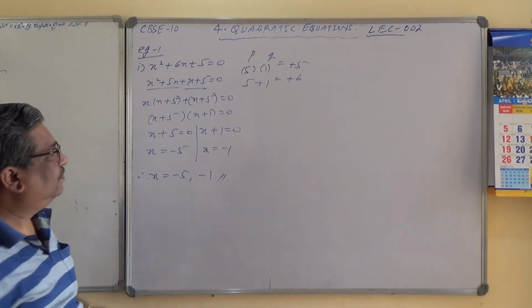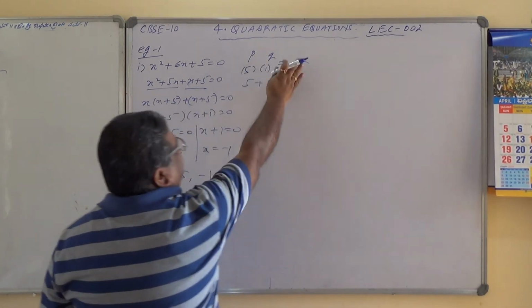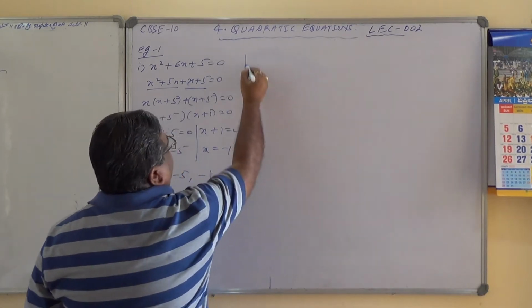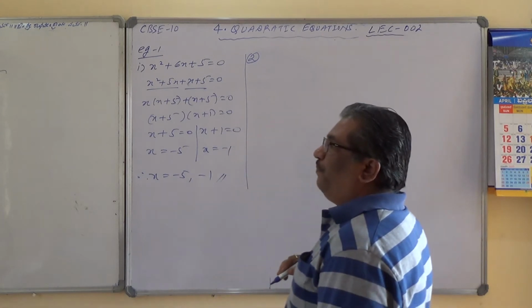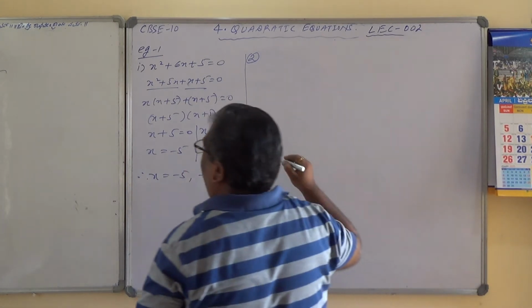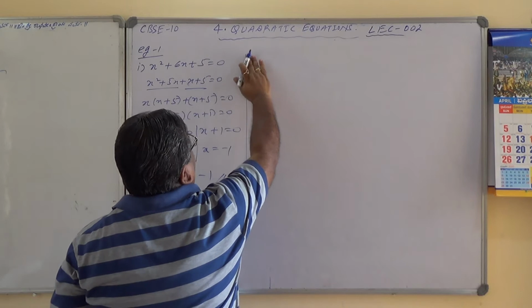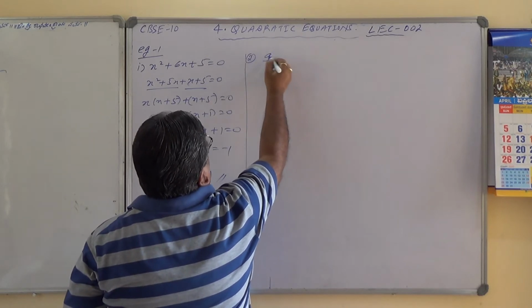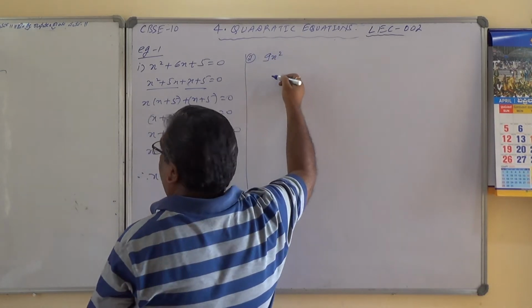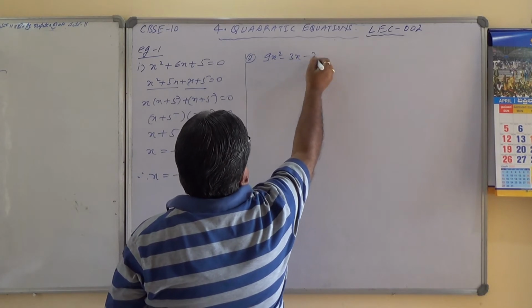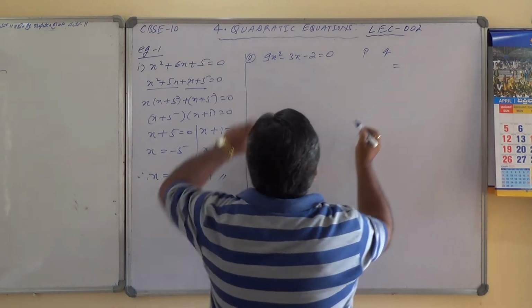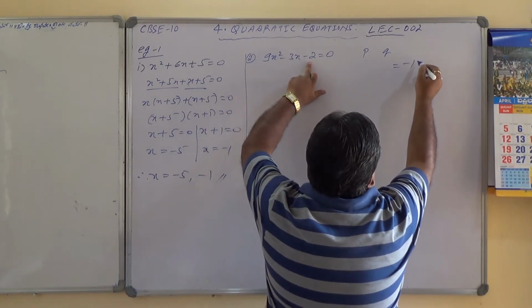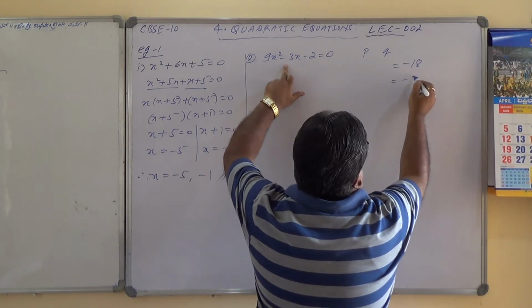Next, I'll erase this part because already we have worked it out. Second one, let me take something like this: 9x square minus 3x minus 2 equals 0. So P and Q, two numbers such that 9 into 2 is minus 18, and here it is minus 3.